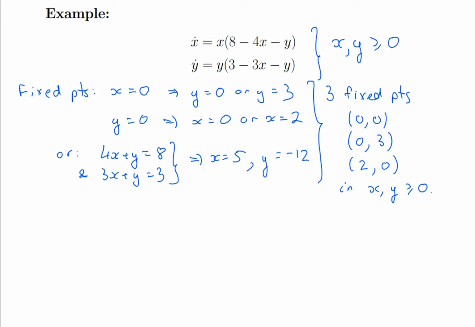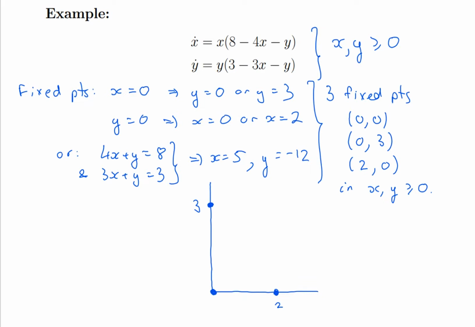So let's draw those to start with. There's 0, 0, 2, 0, and 0, 3. Now the question is, what happens close to those fixed points? Are they stable or unstable?